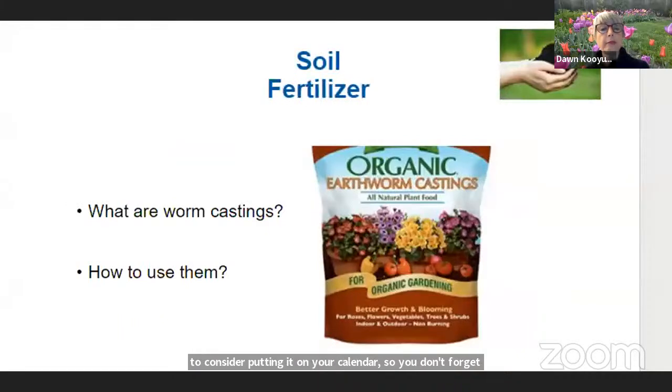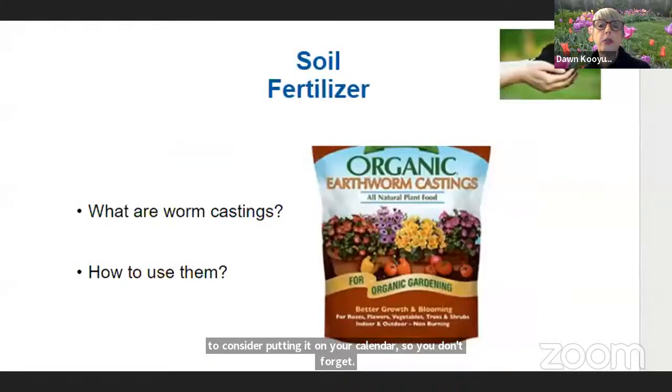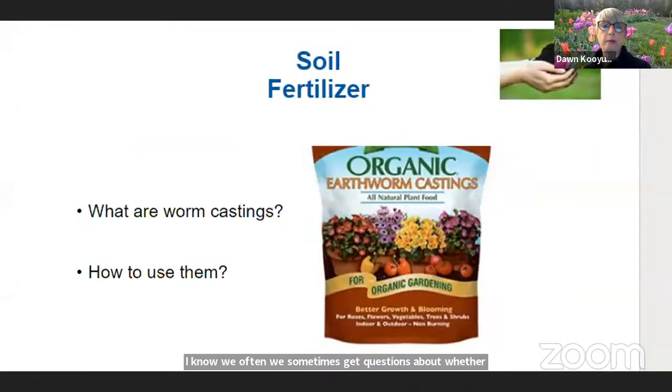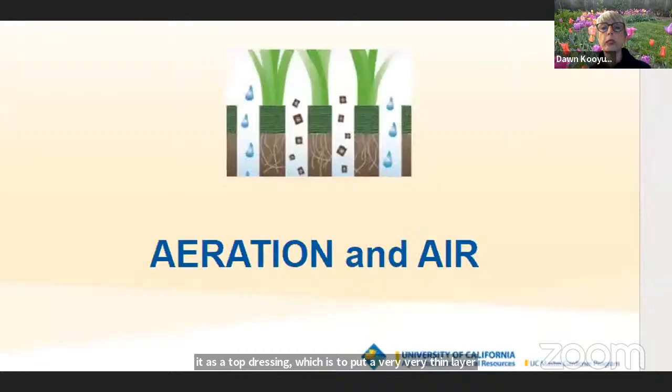I know we sometimes get questions about whether or not you can use worm castings with houseplants. Worm castings have lots of great nutrients in them. So yes, you can use a little bit of vermicompost in your mix, but you don't want to use more than 25%. That is the maximum by volume. So, consider that in your houseplant growing. And you can also use it as a top dressing, which is to put a very, very thin layer on the top of your soil.